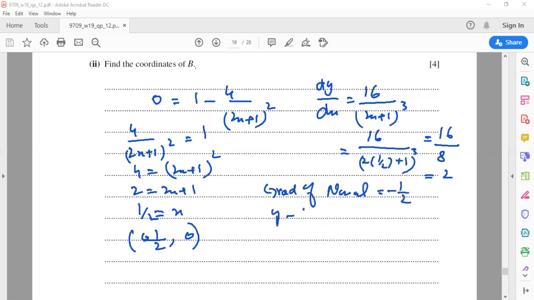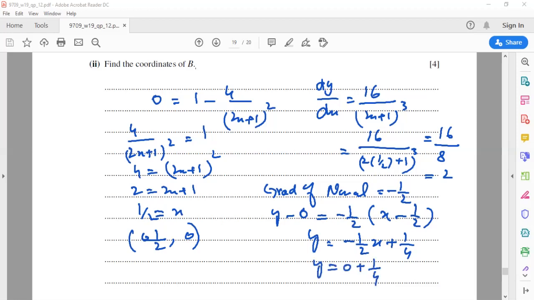So y minus 0 equals m into (x minus x1), which is 1 over 2. So y is equal to minus half x plus 1 over 4. Now, since they say where it is crossing the y-axis, let's place x equal to 0. By placing x equal to 0, we get 1 over 4. So the point B has the coordinates (0, 1 over 4).